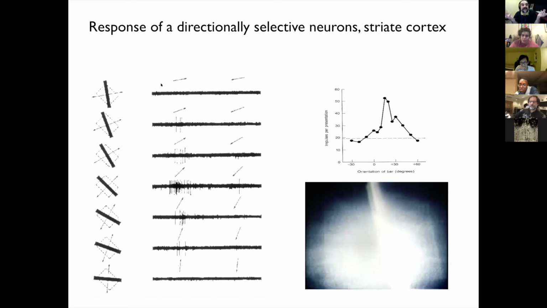However, as you go higher and higher, you get more and more tuning to speed. How do you calculate the speed? You cannot calculate the speed with one sensor. You need more than one sensor to do that. And as you go deeper into the system, you get more and more speed selectivity compared to temporal frequency selectivity.